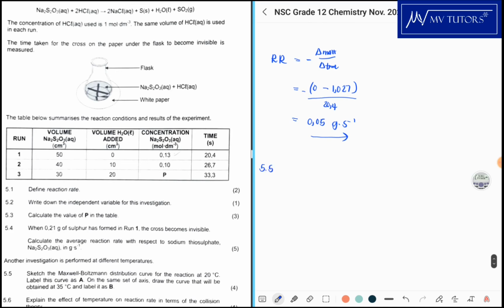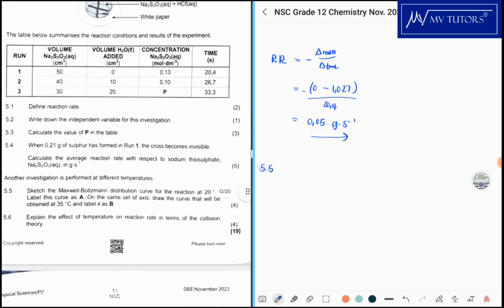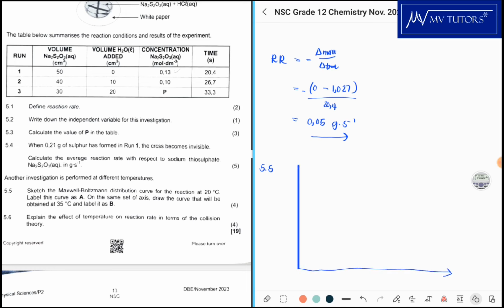Now 5.5, it says another investigation is performed at different temperatures. Sketch the Maxwell-Boltzmann distribution curve for the reaction at 20 degrees. Label this curve as A. On the same set of axes, draw the curve that will be obtained at 35 degrees Celsius and label it as B. Okay, so our Maxwell-Boltzmann distribution curve looks something like this.